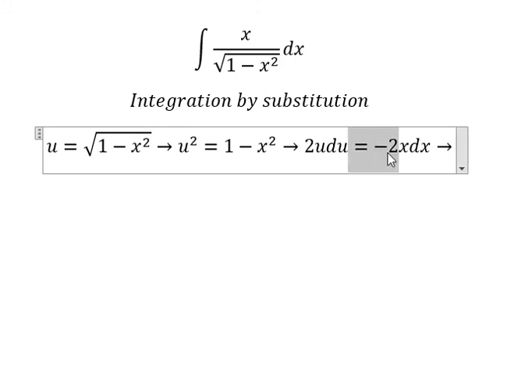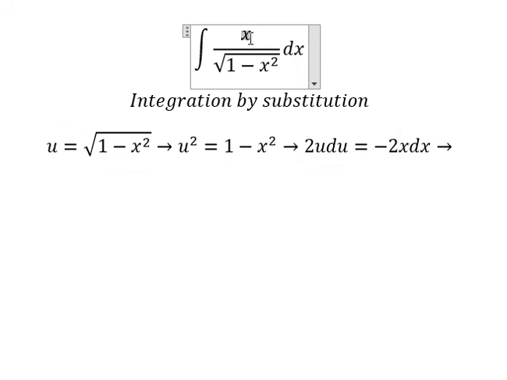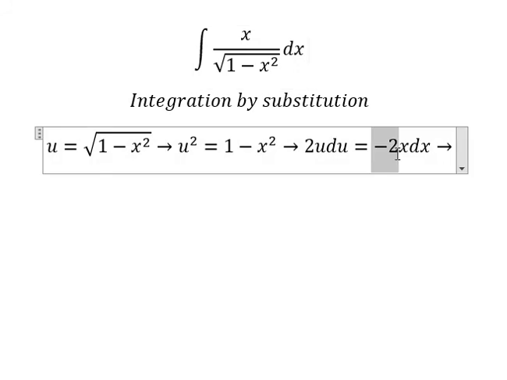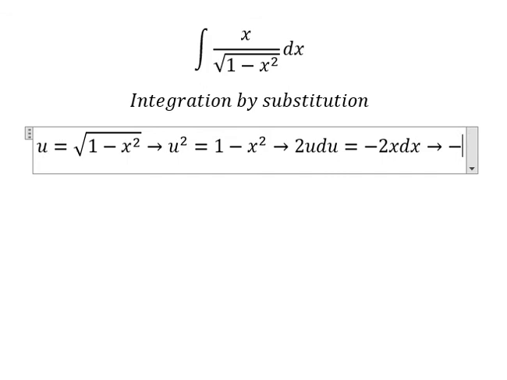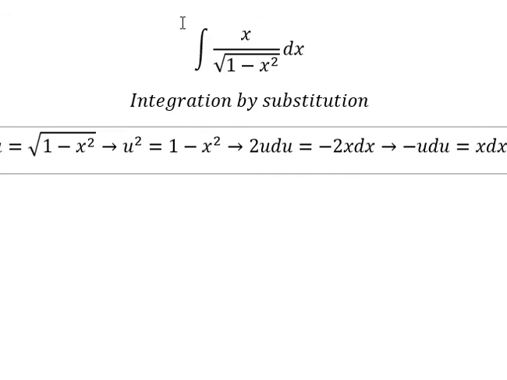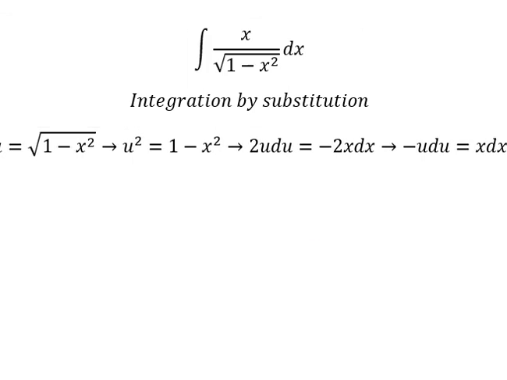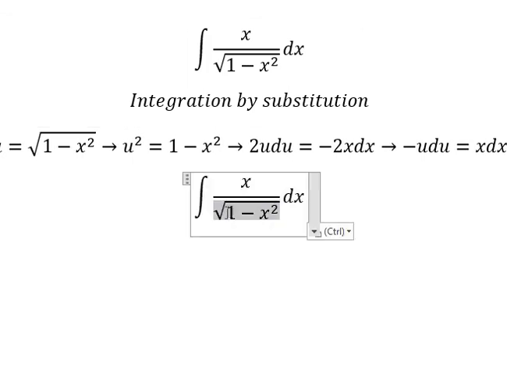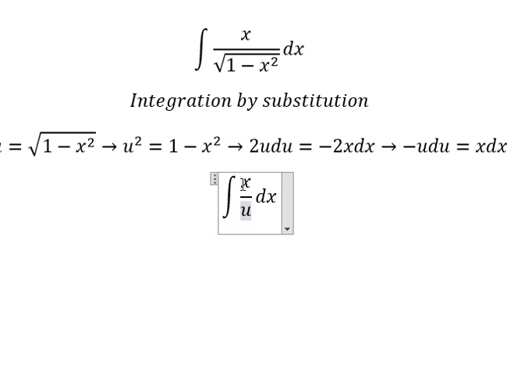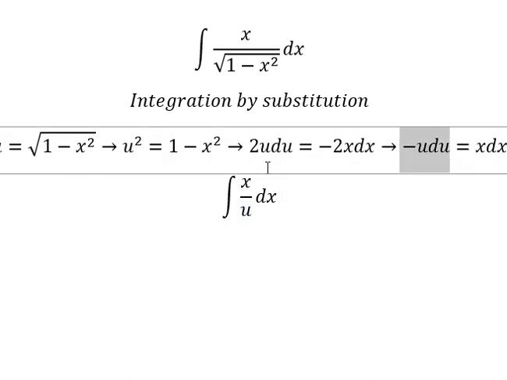Because we don't have negative 2 in here, we divide both sides by negative 2. So this one we change to u. x dx we change to negative u du.